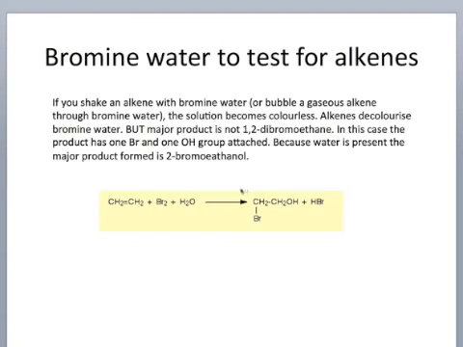Of course, there'll still be 1,2-dibromoethane, but we just need to be aware that because we're adding water, there is another reaction that is also happening. So there'll be a mixture of 2-bromoethanol here and 1,2-dibromoethane.